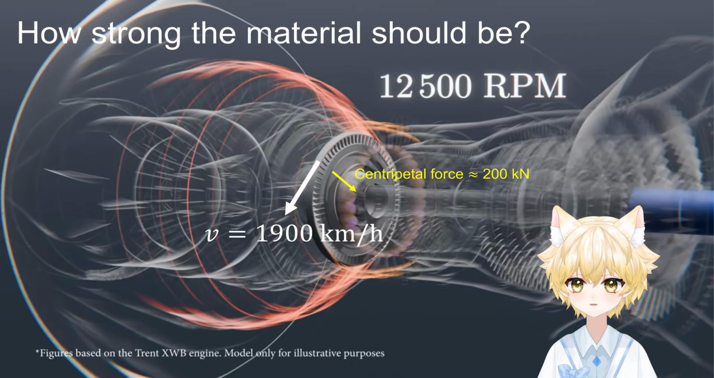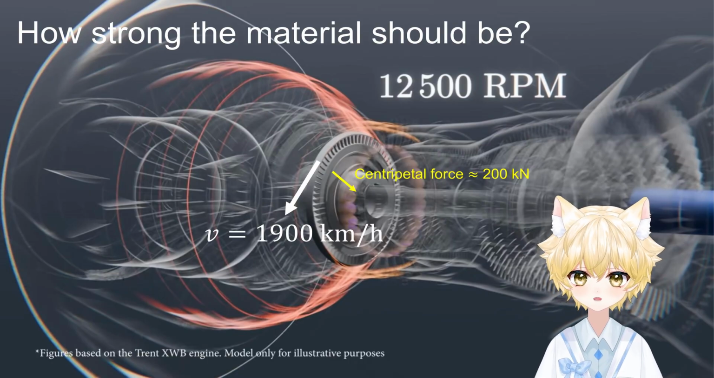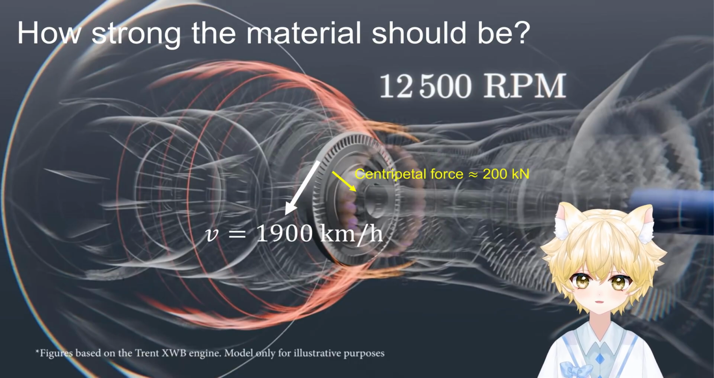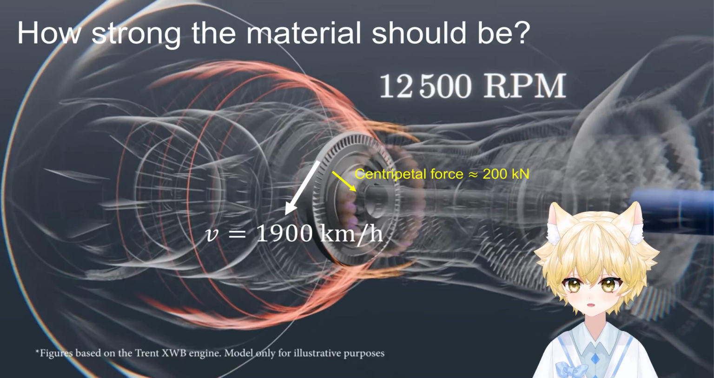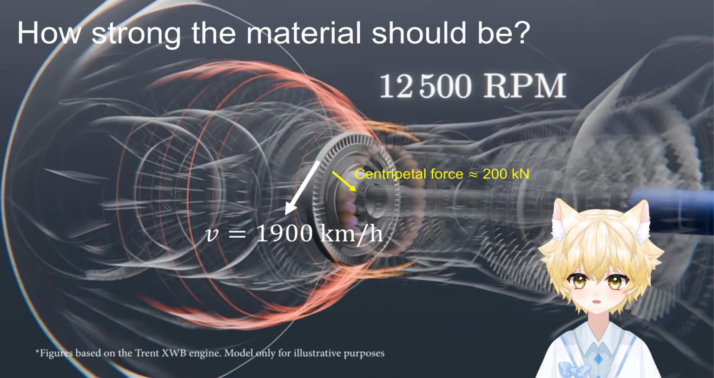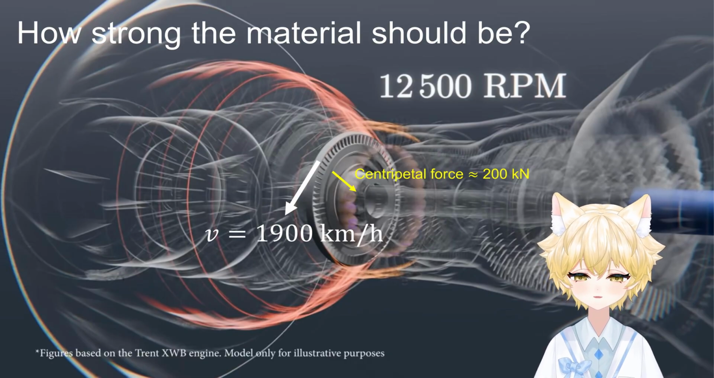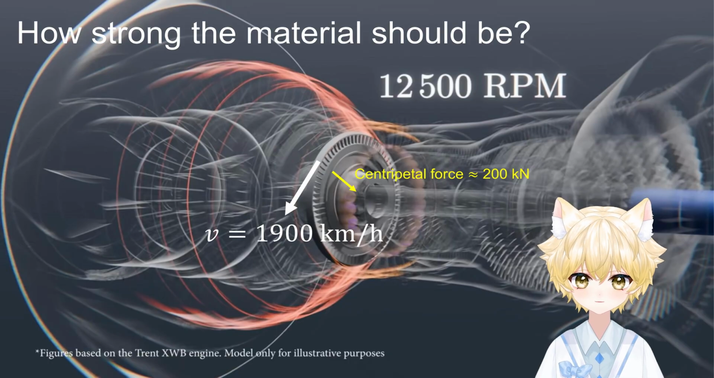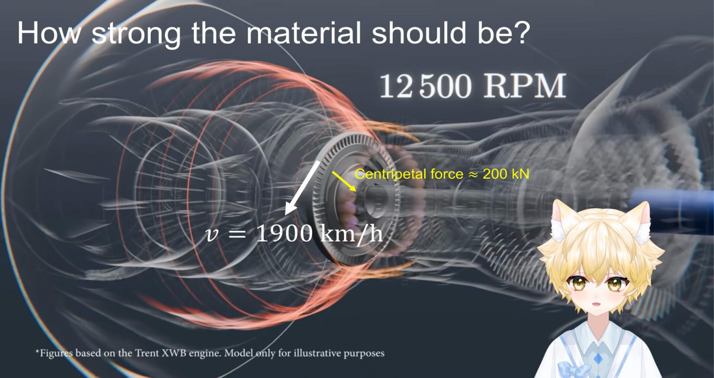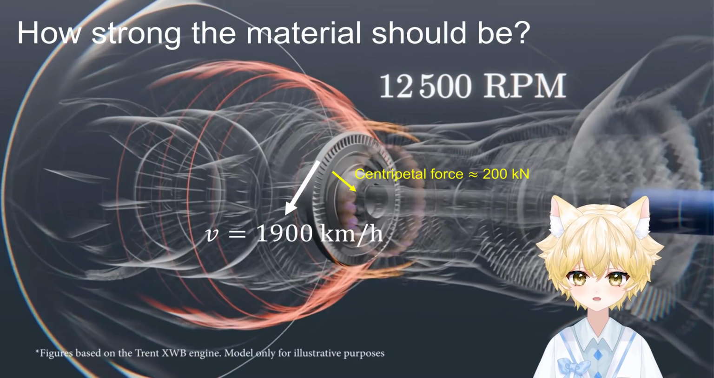Remember, the turbine blades are also spinning at 12,500 RPM, with the tip of each blade slicing through the air at nearly 1,900 kilometers per hour. Now, every blade wants to fly straight, but it's forced to spin in a circle, which means something has to be constantly pulling it inwards.